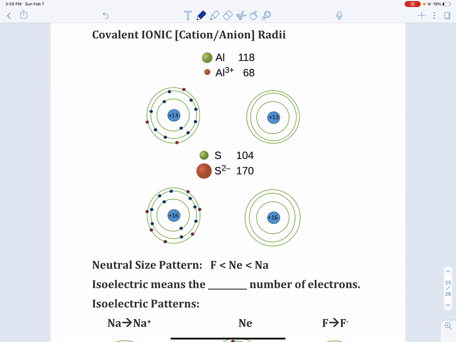So we're still dealing with size, but now we're going to deal with ionic atoms. So ions, these are your cations or your anions, and we're going to do an example of each. We're going to start with the cation, and then we're going to look at the anion. So here's what we have for our aluminum. If you need to double check on the chart, you can.